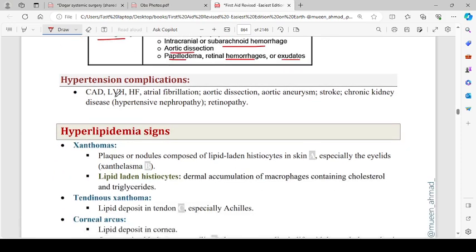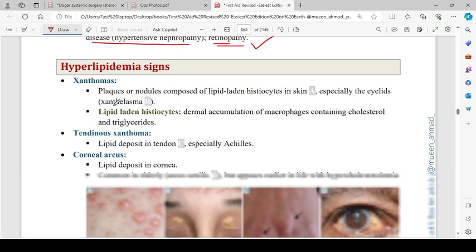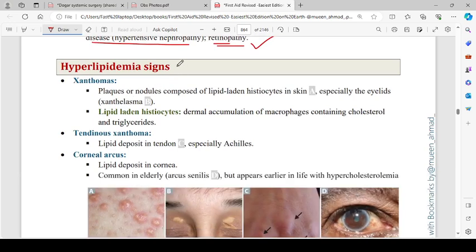Hypertension complications: coronary artery disease, left ventricular hypertrophy, heart failure, atrial fibrillation, aortic dissection, aortic aneurysm, stroke, chronic kidney disease, hypertensive neuropathy, and retinopathy. These are all the complications of hypertension. Now let's talk about the signs which are associated with the hyperlipidemias. These are xanthomas, tendinous xanthomas, and corneal arcus.